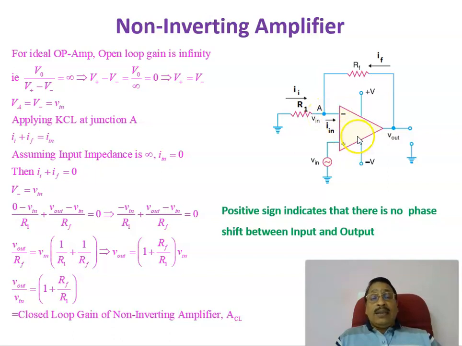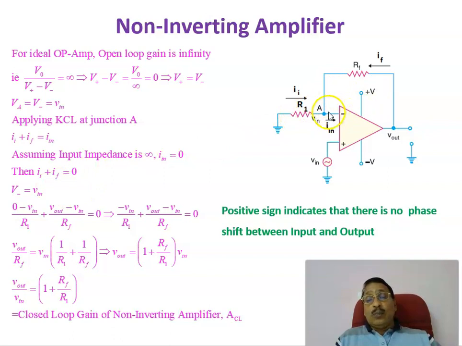Another point is that, as we have seen, the voltage at the inverting terminal is the same as the voltage at the non-inverting terminal. That is because the open loop gain of the amplifier is infinity. V plus minus V minus equals V out divided by infinity, which is equal to 0, or V plus equals V minus. So V minus equals V plus, which is equal to V in. Therefore, the voltage at the point A is the same as V in. That is the second point.